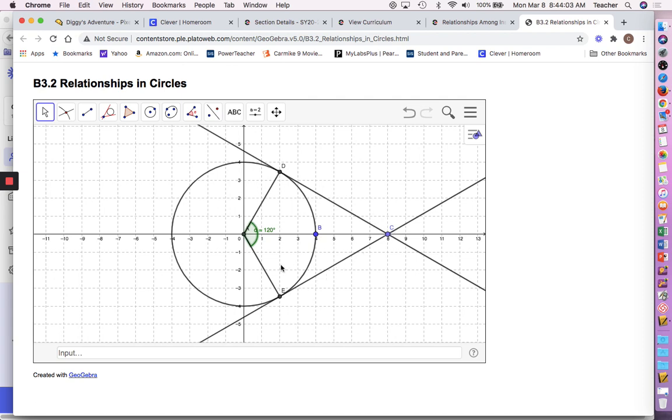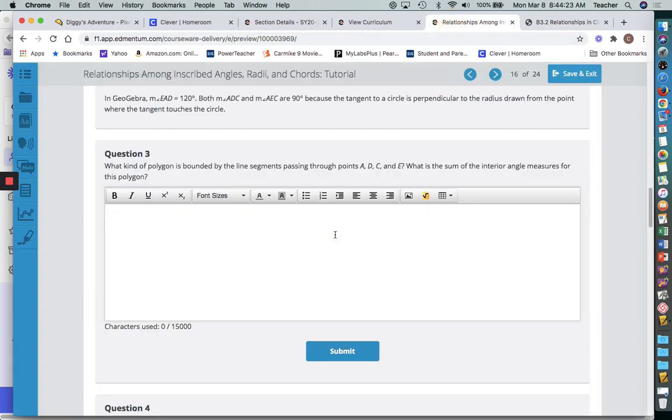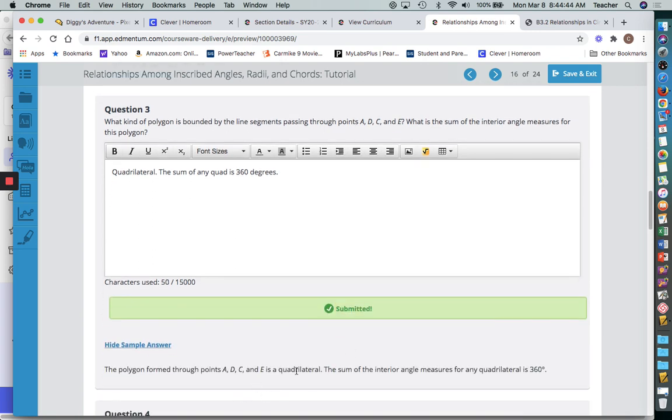It's not a rectangle. It's not a rhombus. It's not a square. It looks like a kite, to be honest with you, because AD and AE are going to be the same. They're both a radius. Tangent DC and tangent EC are going to be equal because those are your tangents meeting at the same point C. So it looks like a kite, but I'm going to call it a quadrilateral, and the sum of any quad is 360 degrees. Not sure if that's what they're asking.